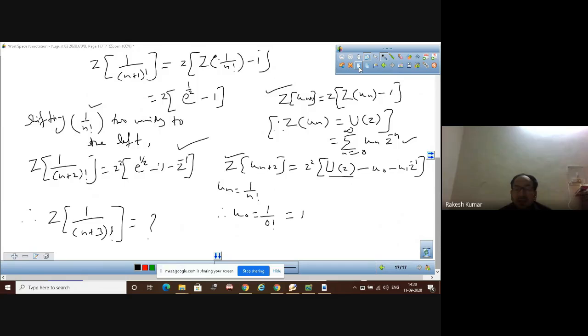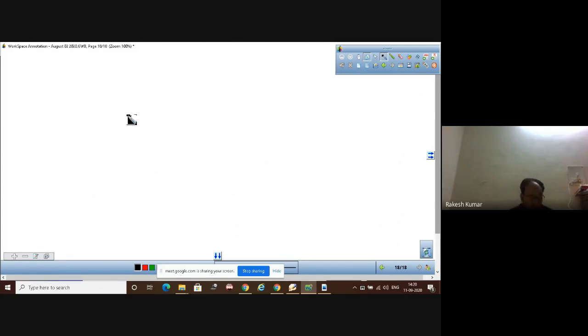Okay, let us continue further. And we shall do a very important formula, that is multiplication by t raised to power n, or multiplication by n rule. We can also say that it is the multiplication by n rule. This is a very important formula or rule.